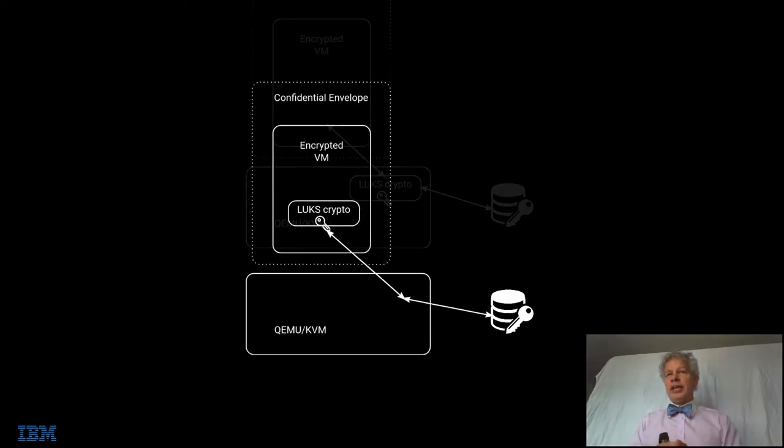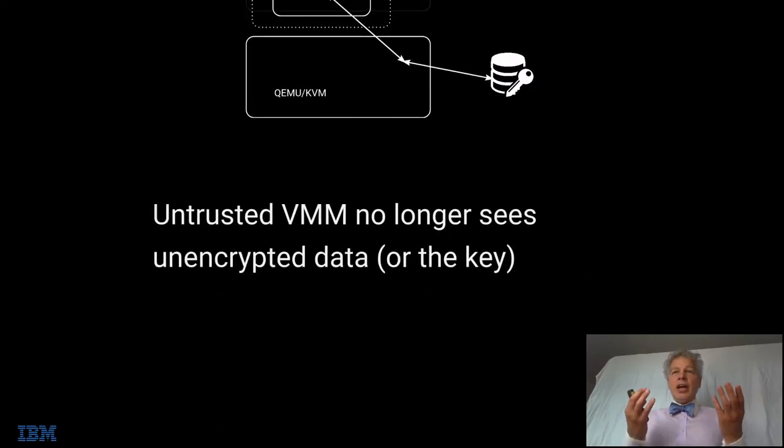So if we look at how this would work inside the confidential envelope, instead of being inside QEMU KVM, the decryption itself is actually happening within the virtual machine. And that means that all QEMU KVM, the virtual machine monitor, is doing is passing encrypted disks through so that they can be decrypted within the virtual machine. What this means is that the virtual machine monitor has no access either to the unencrypted data or to the key that is being used to decrypt and re-encrypt that data as the virtual machine is executing, which would seem, therefore, to give the complete solution for confidential computing virtual machine images. The untrusted VMM no longer sees the data or the key, which is the goal.